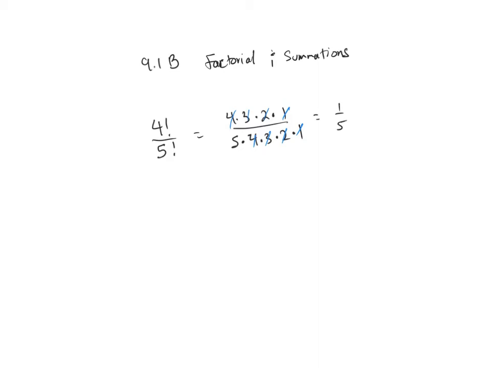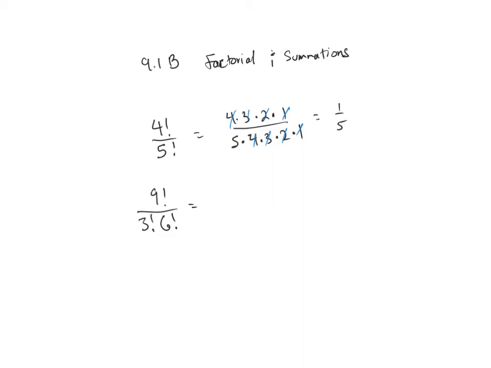What if I had a little bit more of a complex one? What if I had multiple factorials? So let's say I had 9 factorial over 3 factorial, 6 factorial. Well, you have to keep in mind that this is 9 times 8 all the way to 1, and 3 all the way to 1, and 6 all the way to 1.